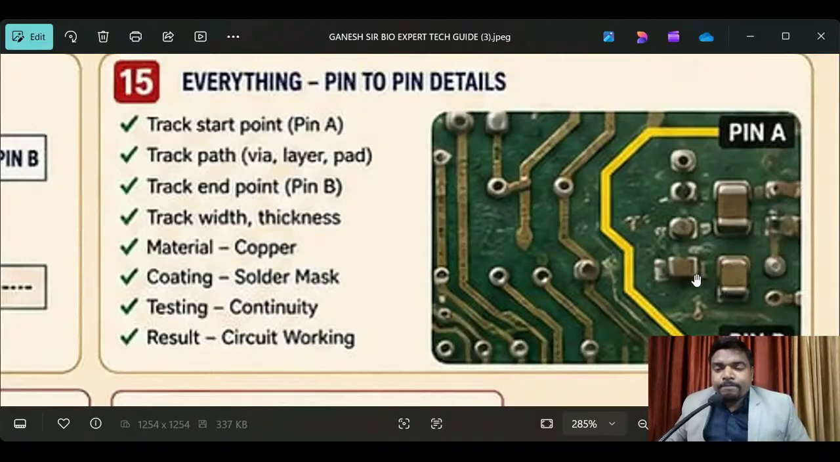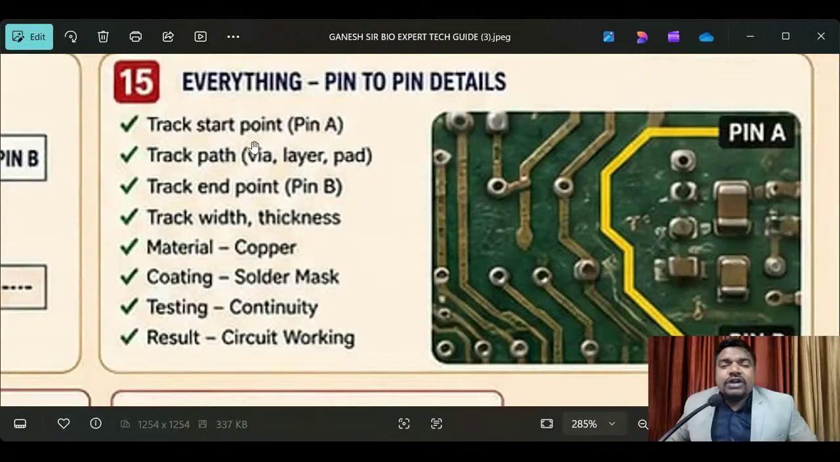See here. These are related to the PCB board only. In the PCB board, what components are there? What tracking is there? Here are the pin points, with zoom, very clearly visible. See, these are the copper and silver. These are the things you have to understand internally whenever you see this picture.